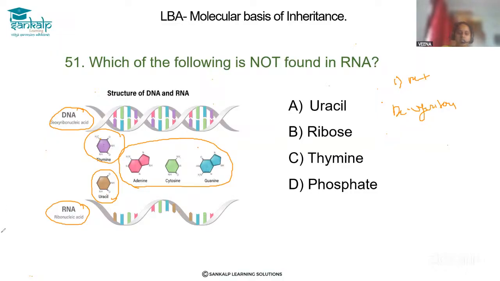So the correct answer is, which is not found in RNA? Not found means here the thymine, which is not present in the RNA. The phosphate is present, even ribose is present, and even uracil is present. Only the thymine is absent here.